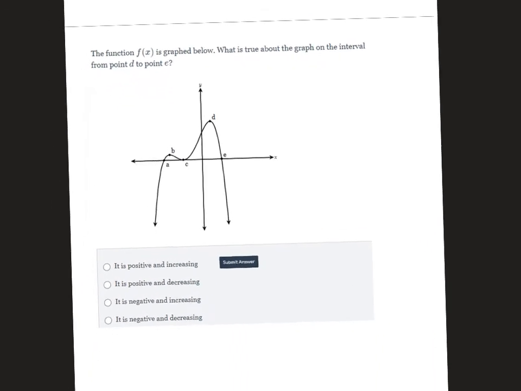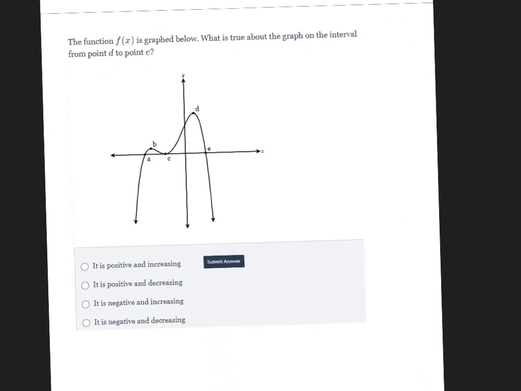Okay, the last one. The function f of x is graphed below. What is true about the graph on the interval from point D to point E? Looking at this, point D is right here. Point E is right here, so I'm looking at this part right here. Well, looking at my choices, I have it's positive and increasing, it's positive and decreasing, it is negative and increasing, it is negative and decreasing.